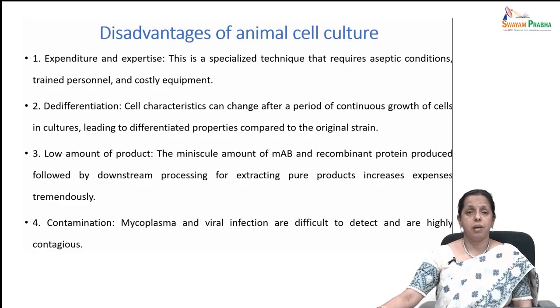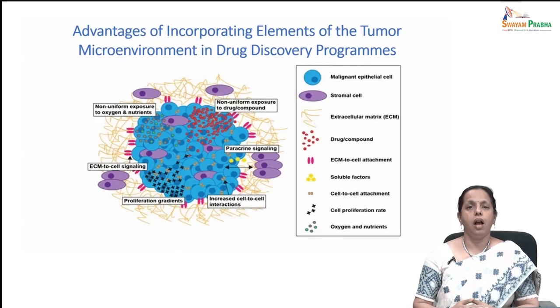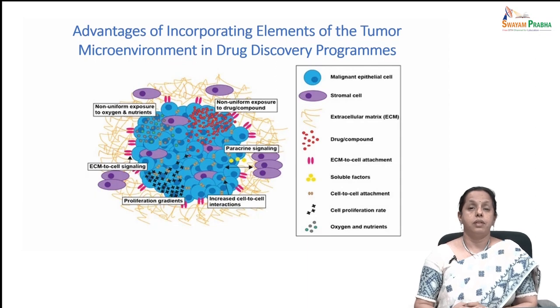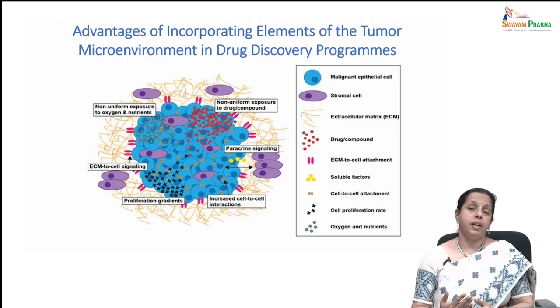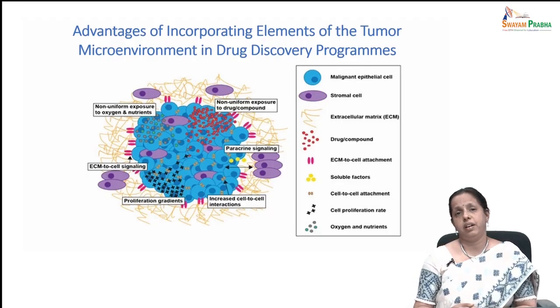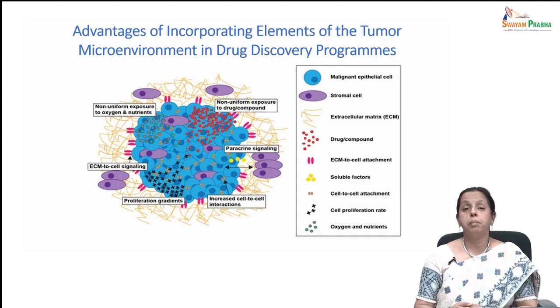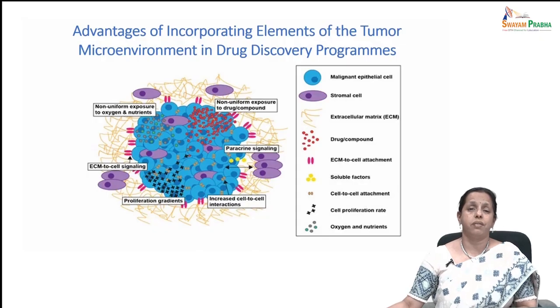The cell lines are also prone to contamination by mycoplasma and viral infections, which can be detected, and they are highly contagious. So we have seen how 2D monolayer cell lines are very important for drug discovery programs, and what the advantages and disadvantages are. Yes, they cannot mimic a typical tumor environment. So it is very important to incorporate the tumor microenvironment during drug discovery programs.